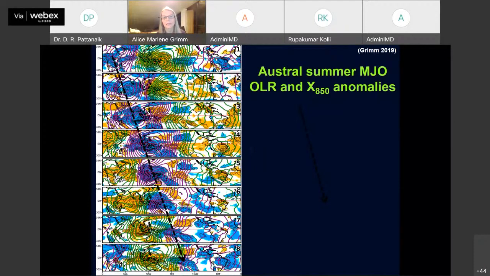And when this happens, enhanced convection starts over the Central East South America, which reaches its maximum in phase one of the MJO.